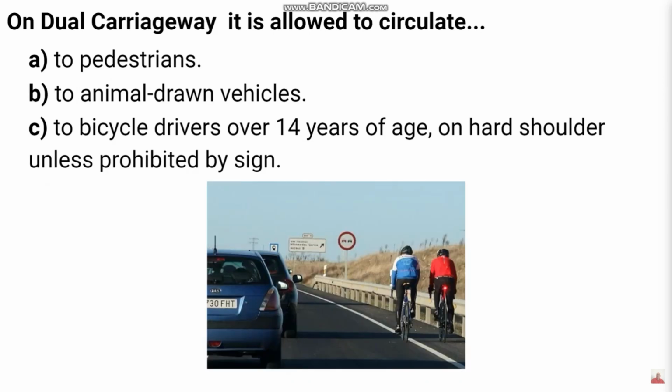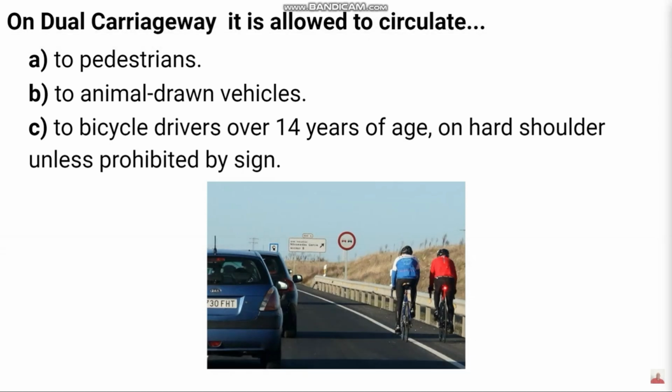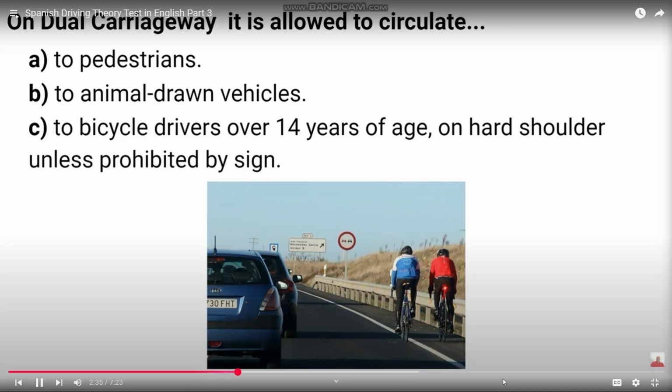On a dual carriageway, it is allowed to circulate: A. Pedestrians. B. Animal-drawn vehicles. C. Bicycle drivers over 14 years of age, on the hard shoulder unless prohibited by a sign. We know that on highways and dual carriageways pedestrians and animal-drawn vehicles are not allowed, but bicycle drivers over 14 years of age are, on the hard shoulder unless prohibited by a sign. So C is the correct answer.